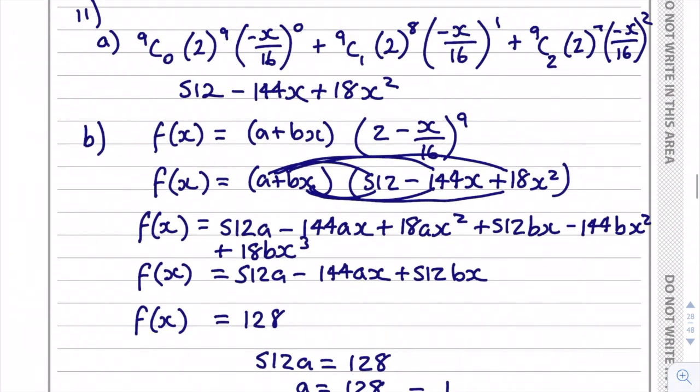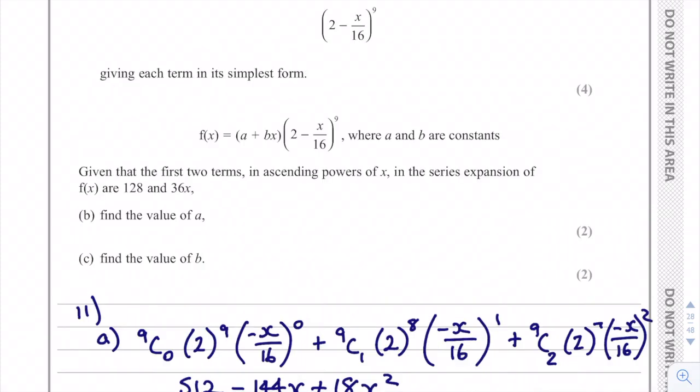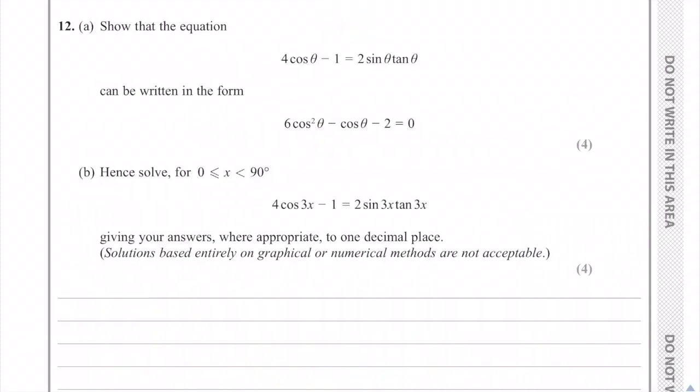So I've got my two values for a and b, and that is everything that question 11 asked me to do. Question 12, part A, says show that the equation 4 cos theta minus 1 equals 2 sine theta tan theta, and that this can be written in the form 6 cos squared theta minus cos theta minus 2 equals 0.